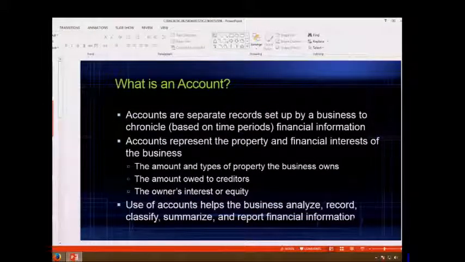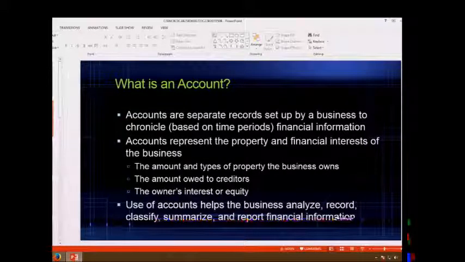Okay? Before we can do all of this, the first thing we have to know is what an account is. And we looked at this in chapter 2 a little bit. It says accounts are separate records set up by a business to chronicle financial information. Okay, chronicle just means that it's based on time, right? So if you're looking at a business's records, like their ledgers or their journals, they're always done in order by date. So it's a chronological order.